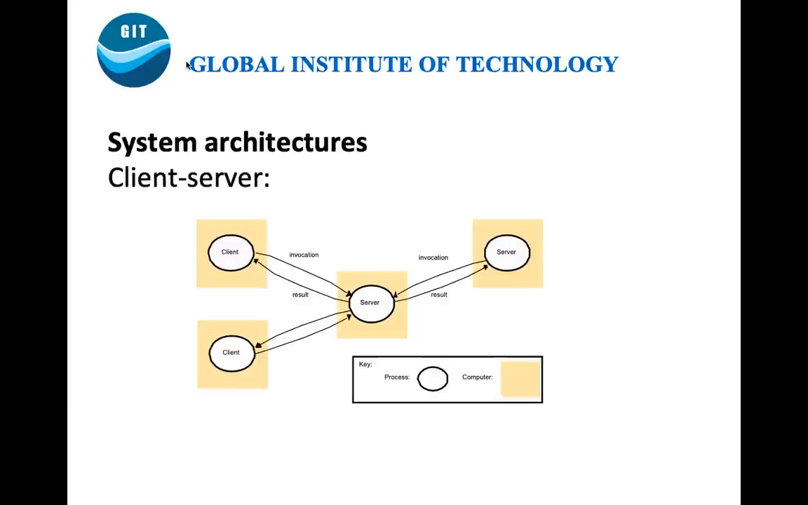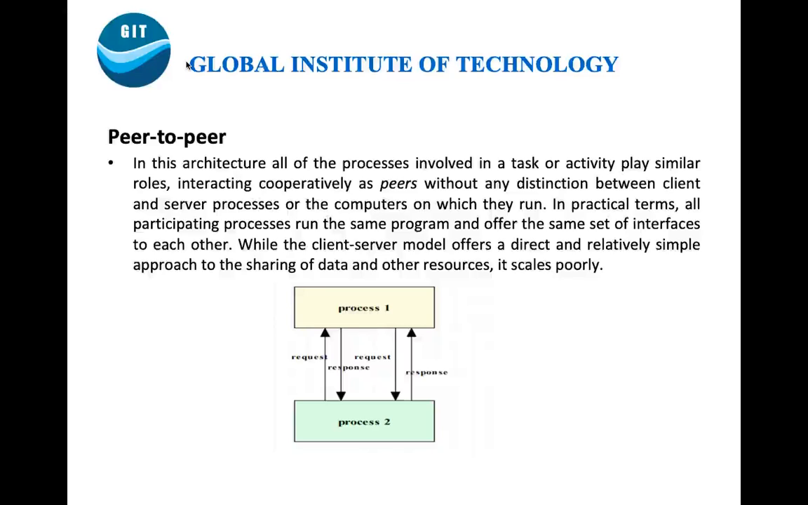The first model is client-server. On one side we have a client and on the other side we have a server. The client sends a request to a server and the server gives a response to the client. This is the basic process of a client-server architecture system. The second one is peer-to-peer.